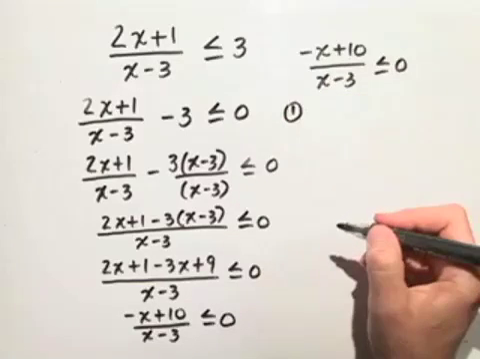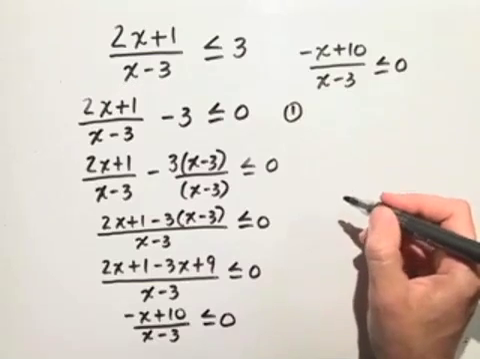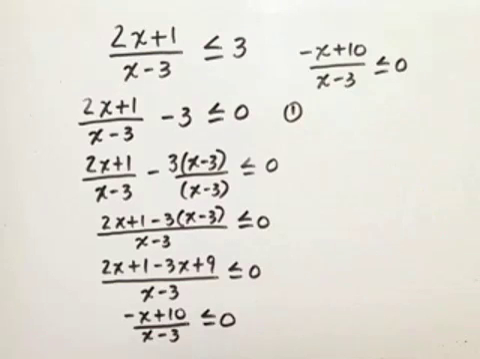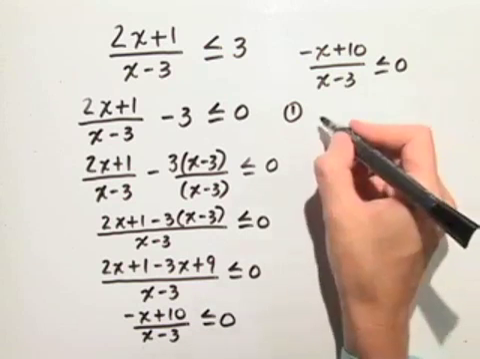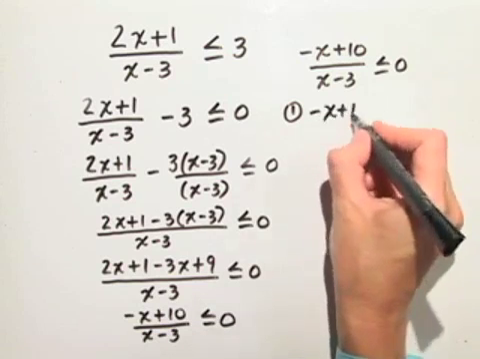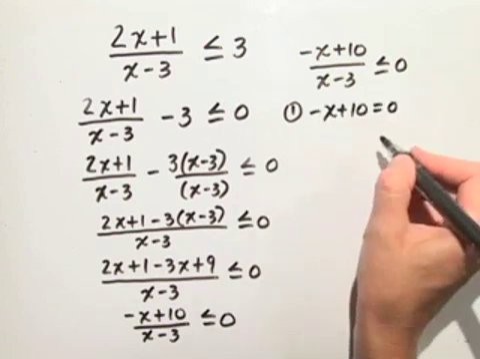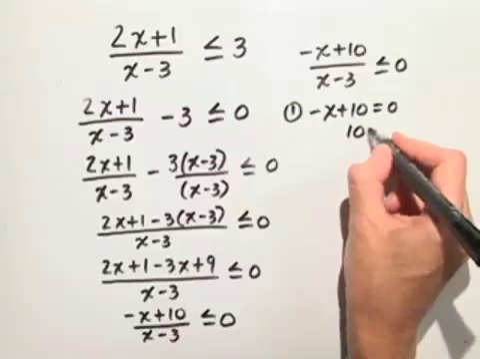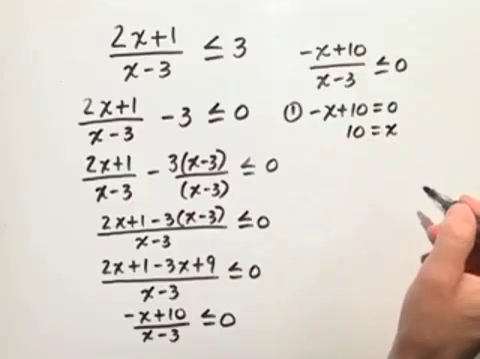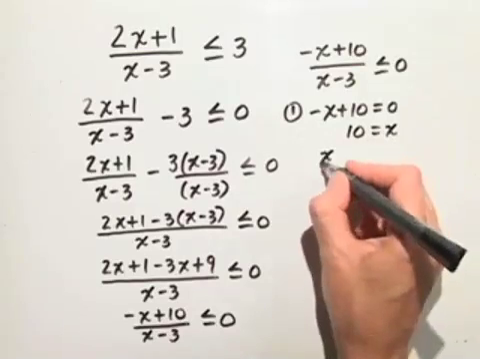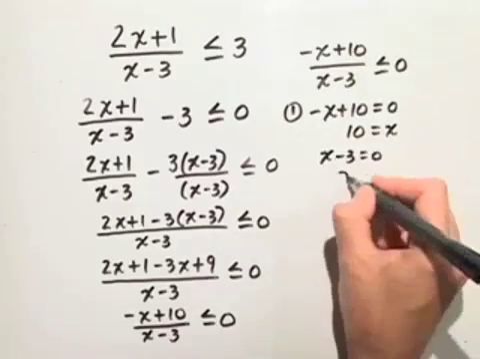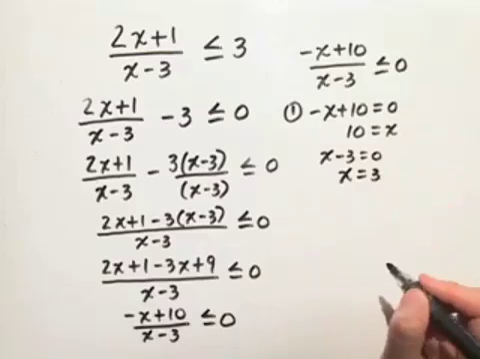We need to find the boundary points. In this case, the boundary points are any numbers that make the numerator or the denominator equal to 0. So first, if we set the numerator equal to 0, -x + 10 = 0, we get that 10 is equal to x, or simply x = 10. If we set the denominator equal to 0, we get the value x = 3.